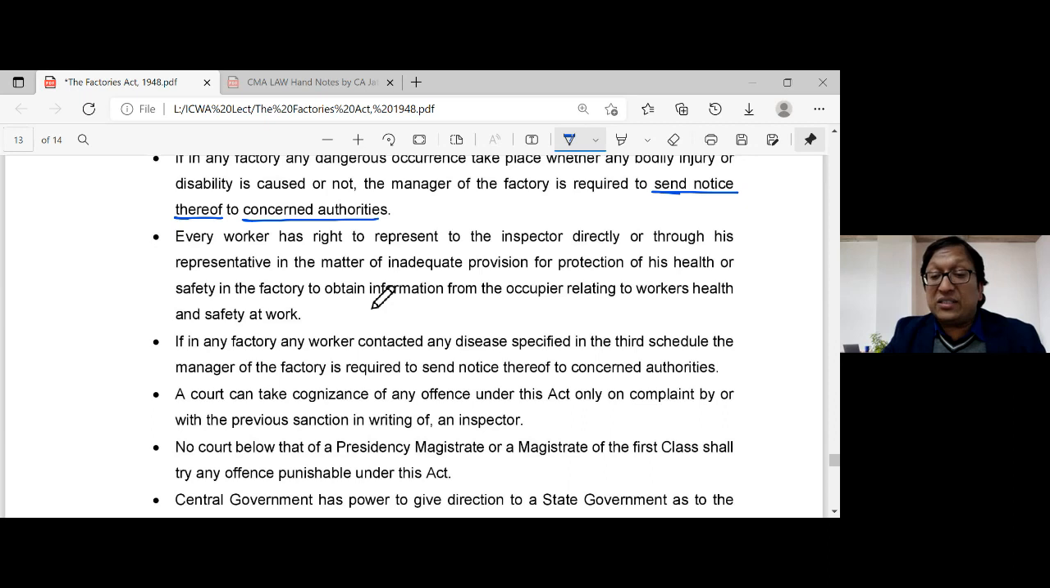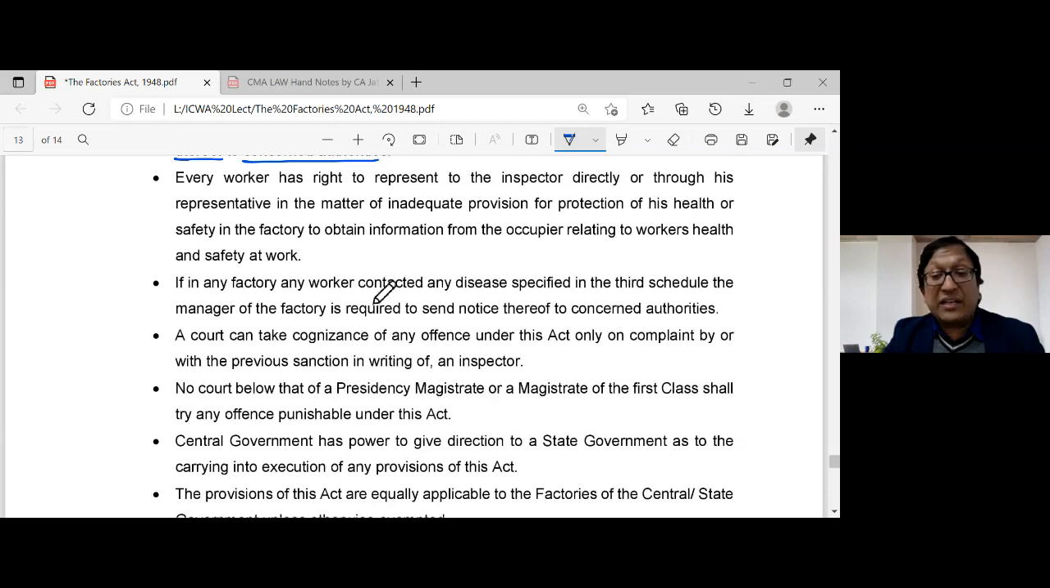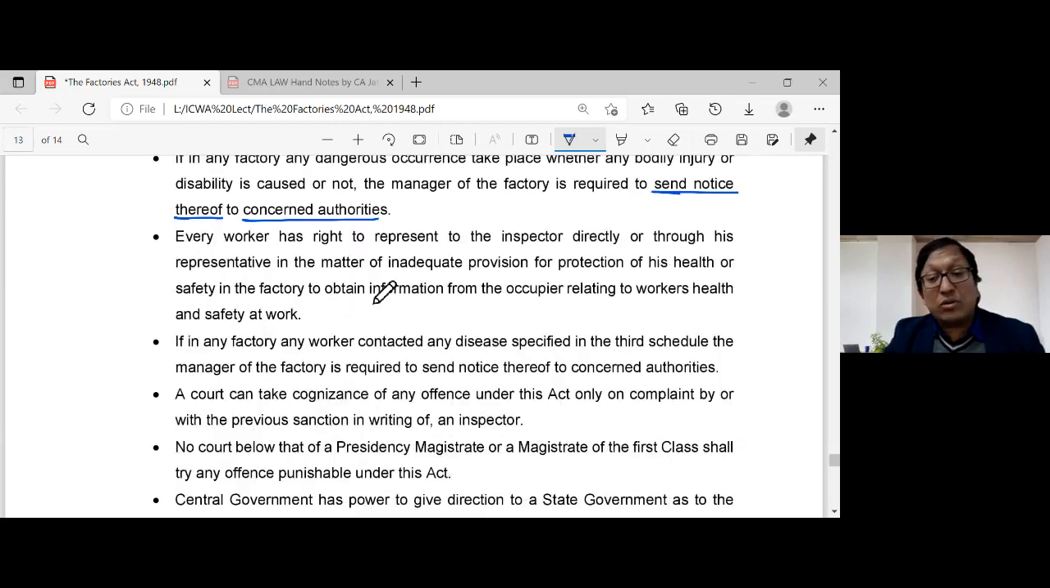Every worker has a right to represent to the inspector directly. If a worker has to say something to the inspector, he may say so. And through his representative, his advocate can also represent to the inspector in the matter of inadequate provision of protection for his health. They may represent that we are not getting proper facilities, we are not getting proper safety standards in the industry, in the factory. They may intimate this to the inspector.